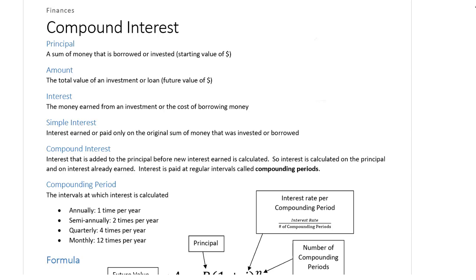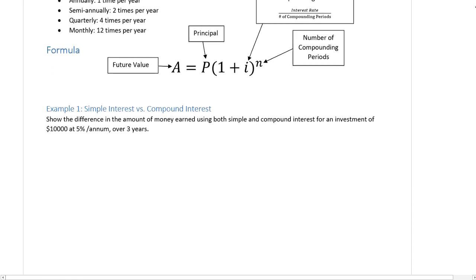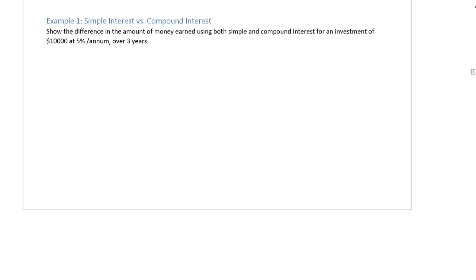Okay, in this lesson we're going to talk about compound interest, which is similar to simple interest but has a little more to it. So before I go through all the definitions on your handout, I want to go down to the bottom of the first page here and just look at example 1. That'll help us understand the difference between simple interest and compound interest. So show the difference in the amount of money earned using both simple and compound interest for an investment of $10,000 at 5% per annum. So remember that means per year over 3 years.